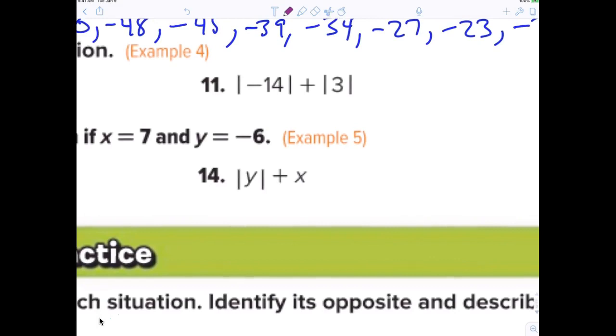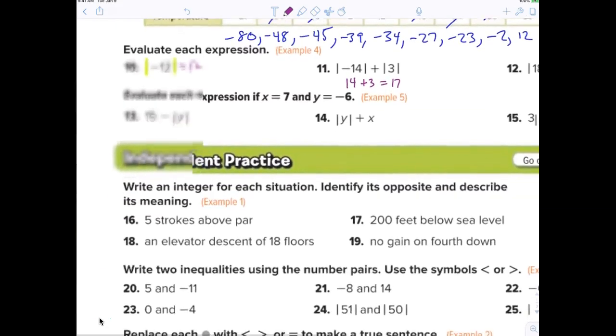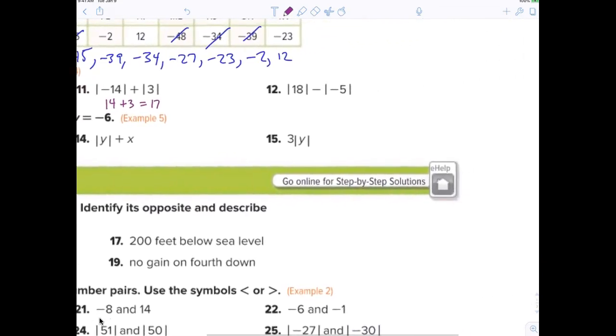All right, Alden, you're up. Absolute value of negative 14 is what? 14. Plus 3 is 17. There you go. He said it perfectly. 14 plus 3 is 17. Everybody happy with that? Any questions? All right, so here we go. Let's check out number 12.